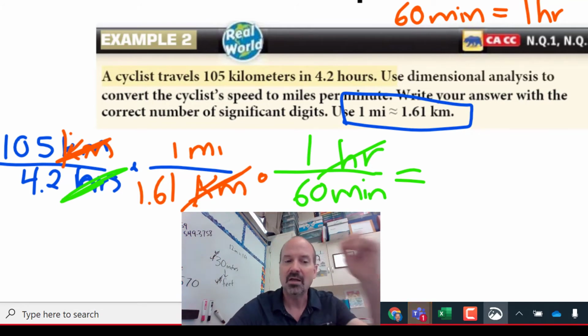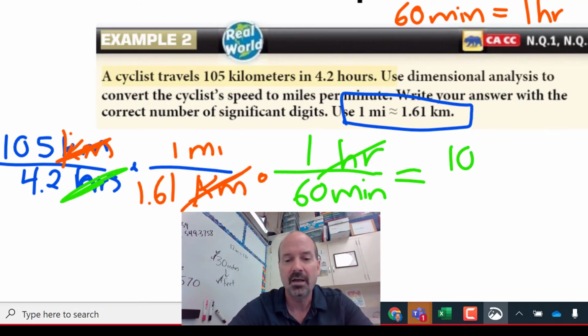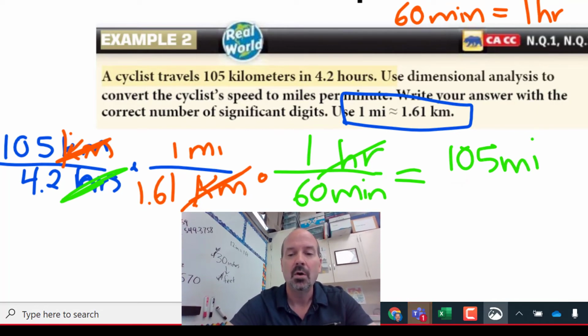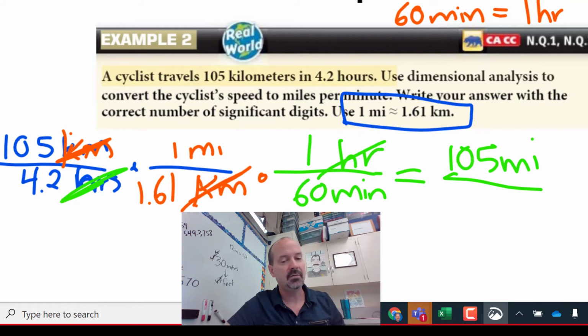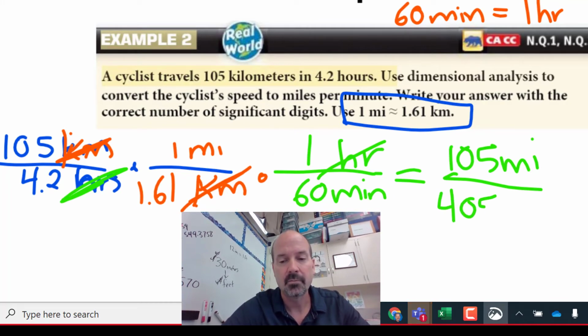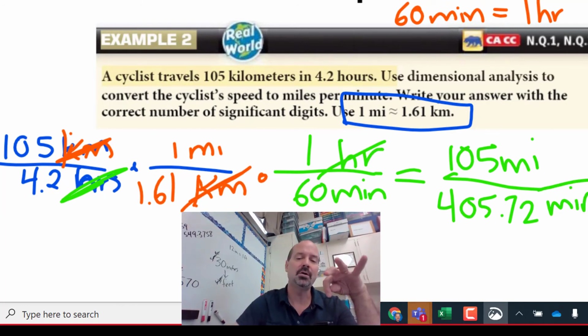So 105 times 1 is 105. And the only word that's left on top is miles. On the bottom, you've got a bunch of numbers. You've got 4.2 times 1.61 times 60. And you end up with 405.72. And what words are left on the bottom? Minutes. So it's not super helpful to know that it's 105 miles in 405.72 minutes.